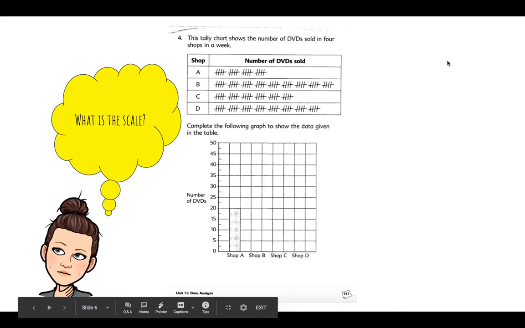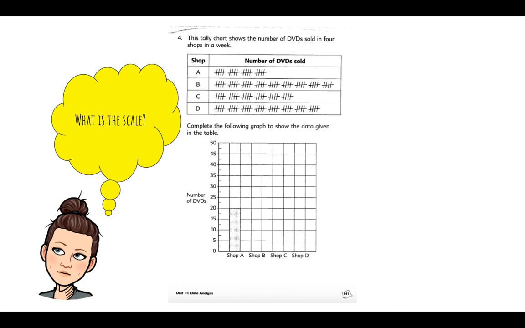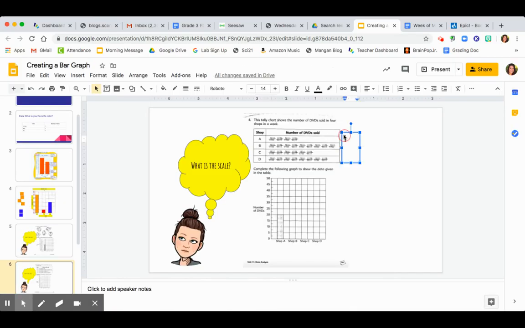So you'll see that this one has a tally chart that shows the number of DVDs sold in four shops in a week. So I have the shop A, B, C, and D. The first thing that I want you to do, to remind you of what I spoke to you about yesterday, is instead of every single time having to go back and count these tally marks, let's go ahead and start writing the value in each.